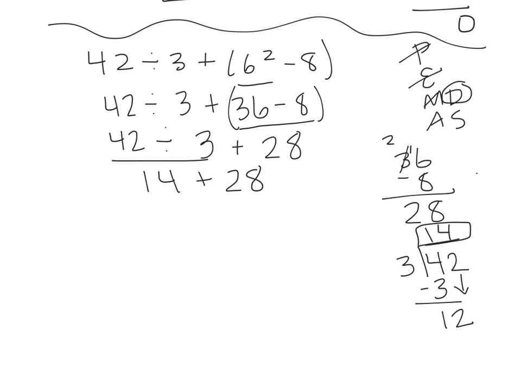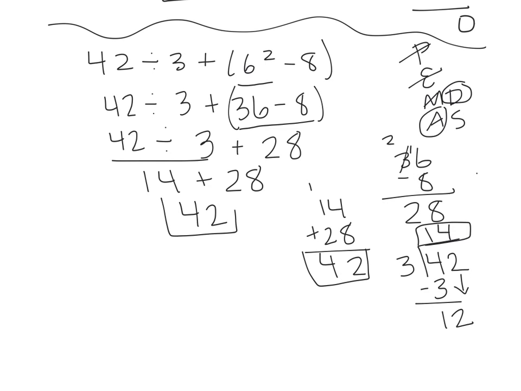And then we have to do adding. 14 plus 28. And I know 8 plus 4 is 12. Put the 2, carry the 1, and 2 plus 1 is 3 plus 1 is 4. And that makes our answer 42. Put it on the bottom. We have nice, neat rows.